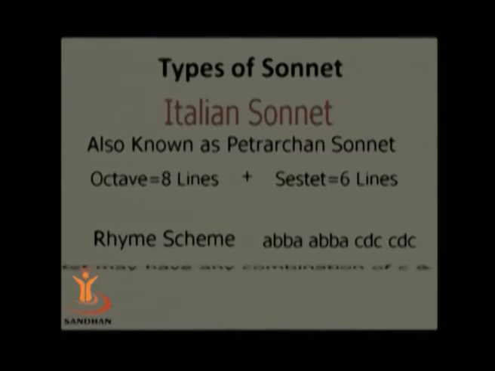Now, the sestet may have a combination of C and D, that is, the last 6 lines of an Italian sonnet may have different variations of the rhyming scheme of C and D. It could be CDC, CDC, it could be CDE, CDC, or it could even be CDE, CED.